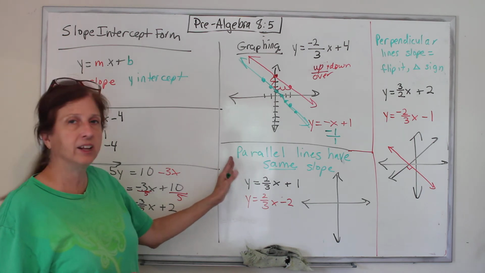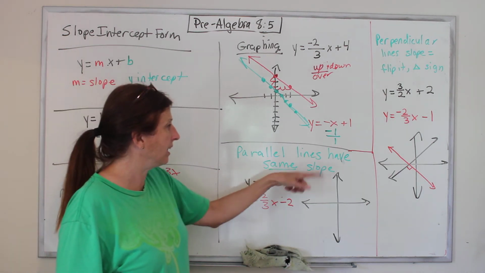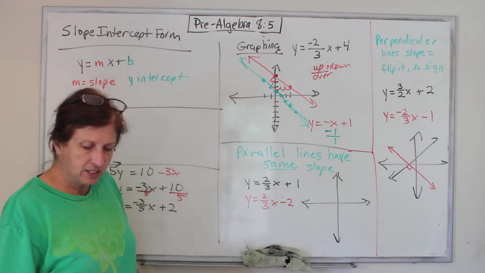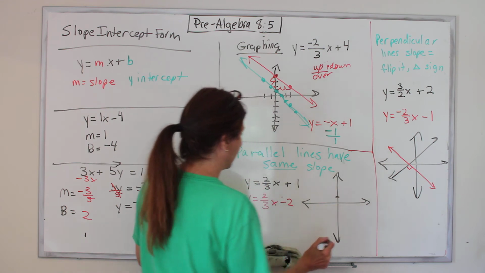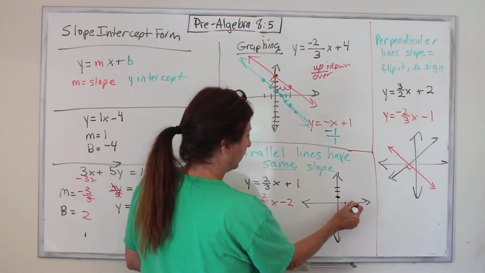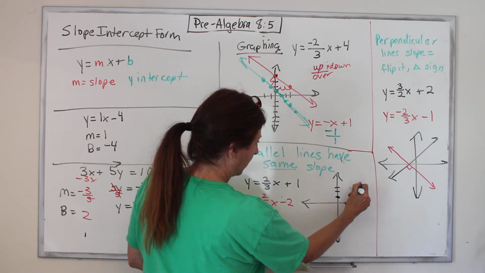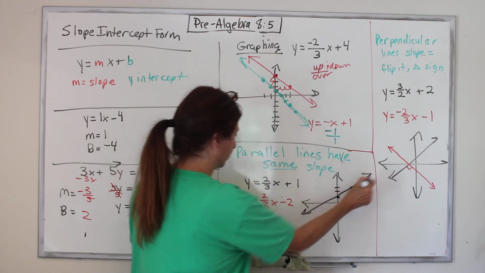Okay, now, parallel lines, if you don't know what that is, watch the video I just made for geometry. Parallel lines have the same slope. So let's graph these. I go to 1 and put a dot. I go up 2 over 3, put another dot, and here's the black line. Whoop. More fun with sound effects.